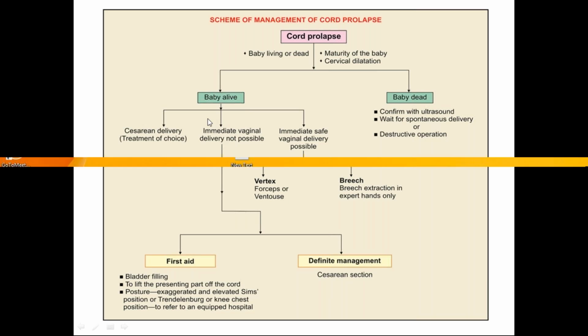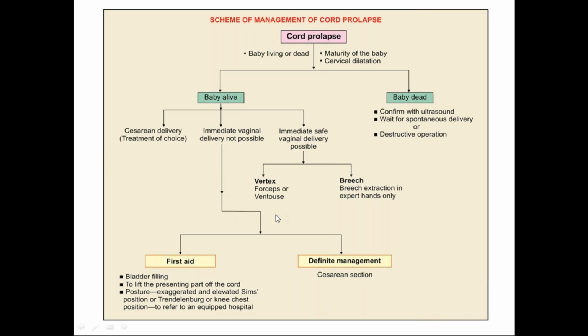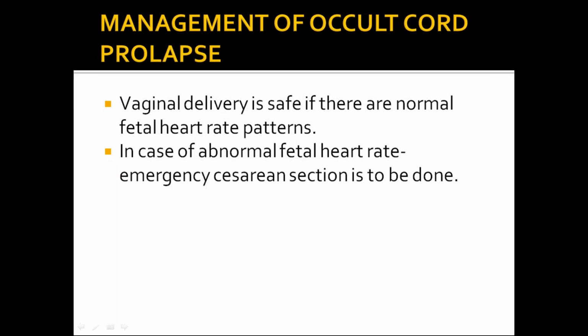If the baby is alive and immediate vaginal delivery is not possible, what to do? I already told you. We have to keep the patient in the exaggerated Trendelenburg and elevated Sims position or knee chest position. Bladder filling is to be done. A face oxygen mask is to be kept on the mother, and we have to wait for the definitive management. So I think you understand this.